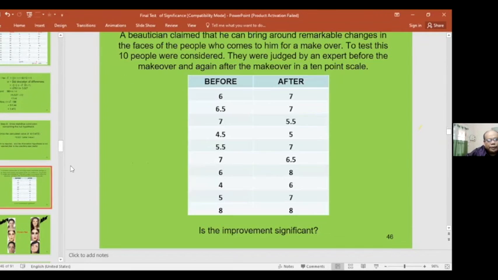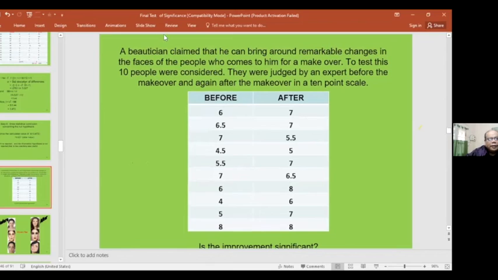The same thing you can do for this. A beautician claimed that he can bring remarkable changes in the face of the people who come to him for a makeover. To test this, 10 people were considered. They were judged by an expert before the makeover and again after the makeover on a 10-point scale.